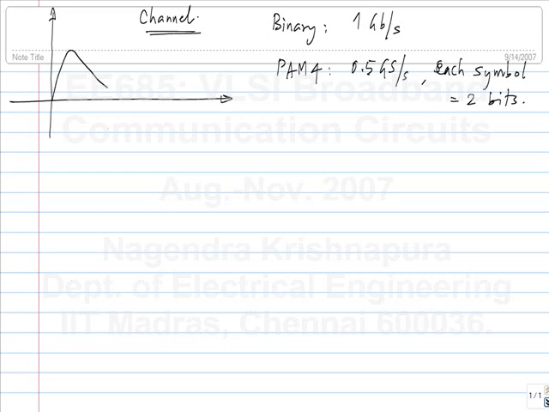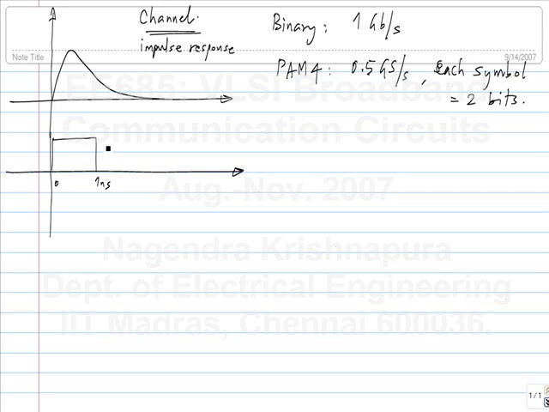Now, if you look at the impulse response of the channel, so let's say it will have some shape like this, or whatever. I don't know what shape it has, but it usually has some shape of this sort. This is the impulse response, and to calculate the pulse response for binary transmission, you convolve this with a 1 nanosecond pulse. So how do you convolve? You just flip this, overlap with this and integrate.